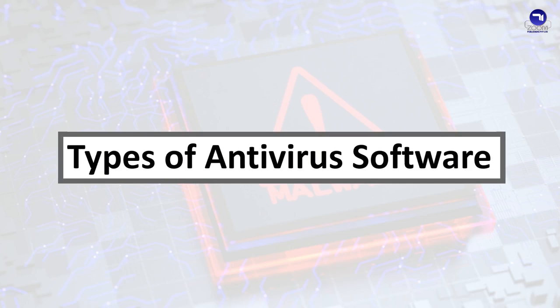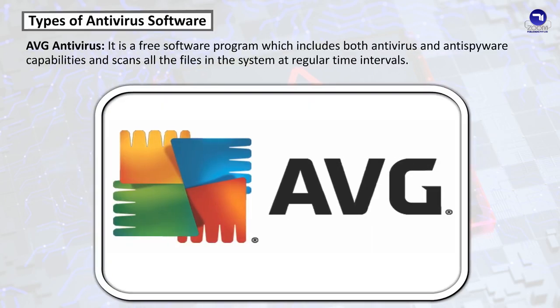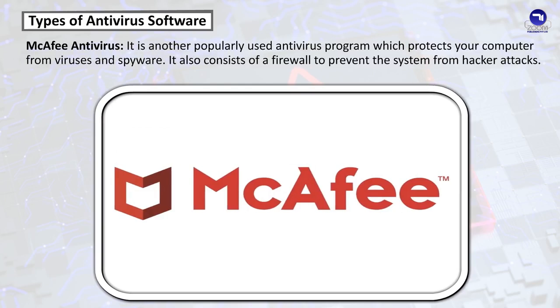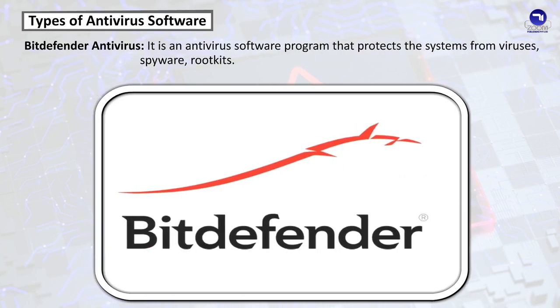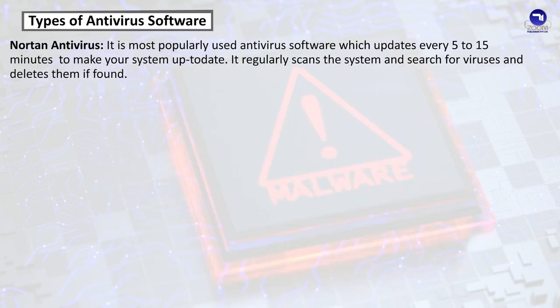Types of antivirus software. AVG Antivirus. It is a free software program which includes both antivirus and anti-spyware capabilities and scans all the files in the system at regular time intervals. McAfee Antivirus. It is another popularly used antivirus program which protects your computer from viruses and spyware. It also includes a firewall to prevent the system from hacker attacks. Bitdefender Antivirus. It is an antivirus software program that protects systems from viruses, spyware, and rootkits.